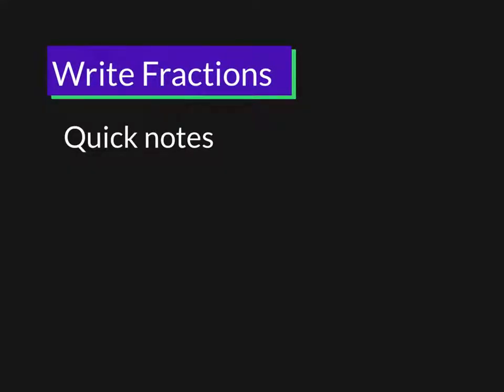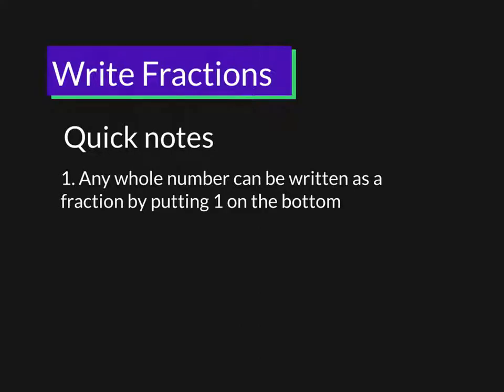So now you know how to write fractions, but here are a couple of quick notes of things you should know. First, any whole number can be written as a fraction by putting 1 on the bottom as a denominator. So for example, if you have the whole number 7 and you need to write it as a fraction, you can just write 7/1, and you can do that with any whole number.